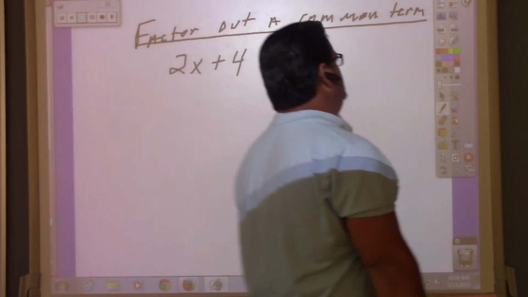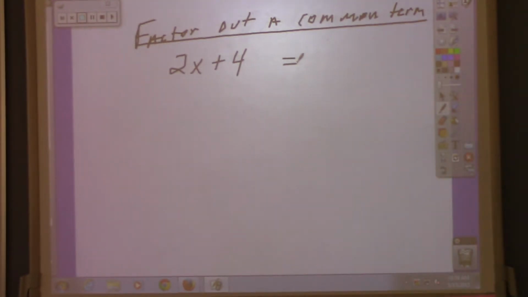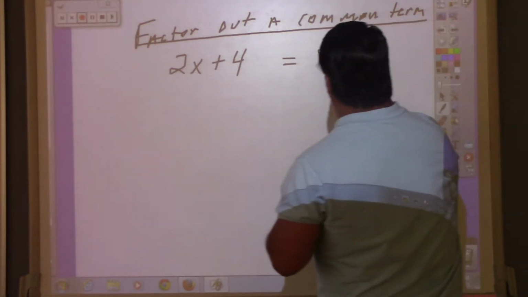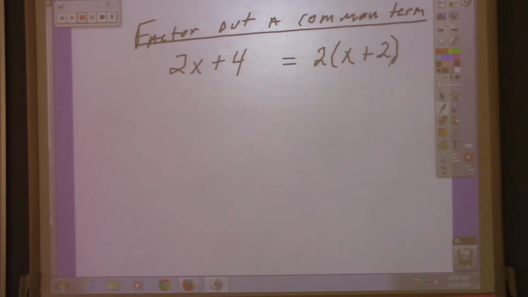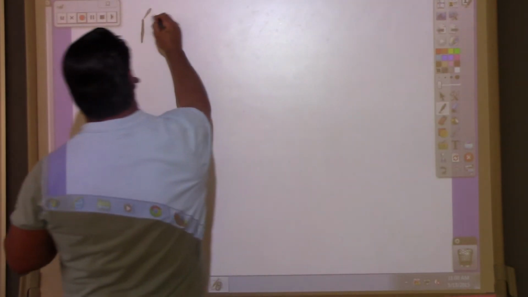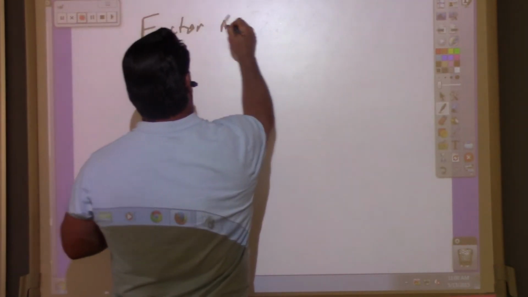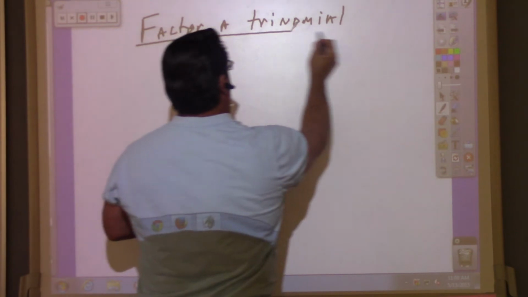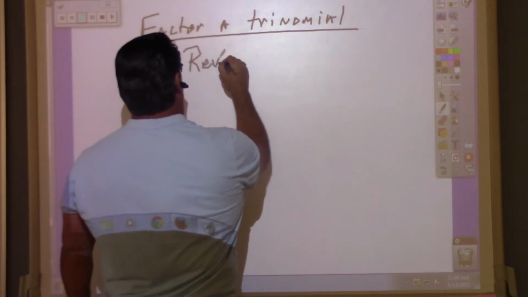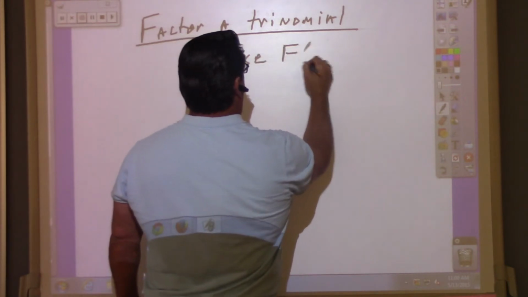And you used the division and used your multiplication tables and said, what's in common with 2x and 4? 2. So you broke it up into 2 times x plus 2. And then you got to algebra 2, and you got to trinomials, and then everything fell apart. Right? And they told you to use this method and this method. All of them are basically the reverse FOIL method.